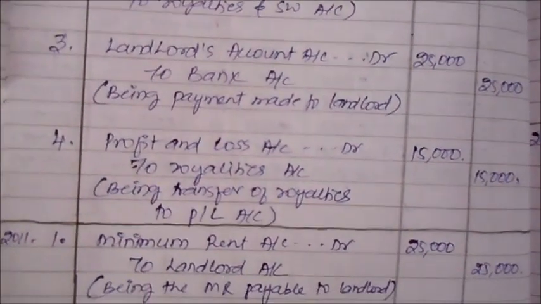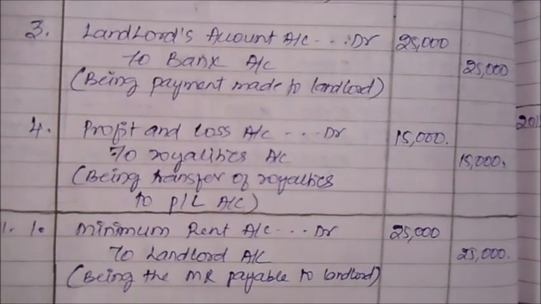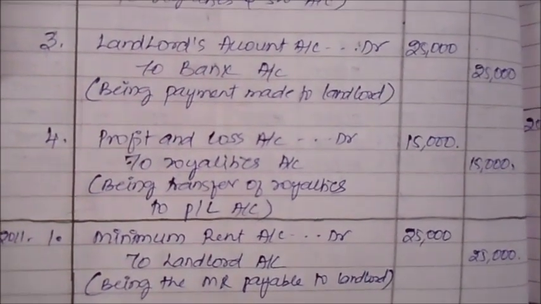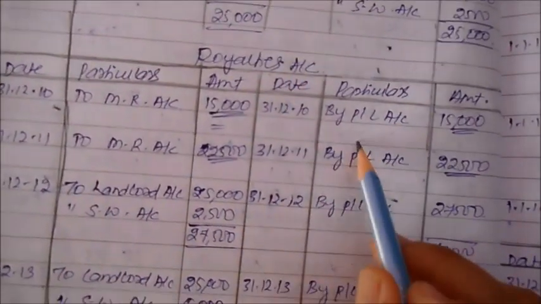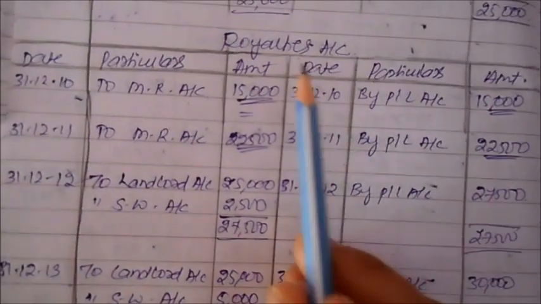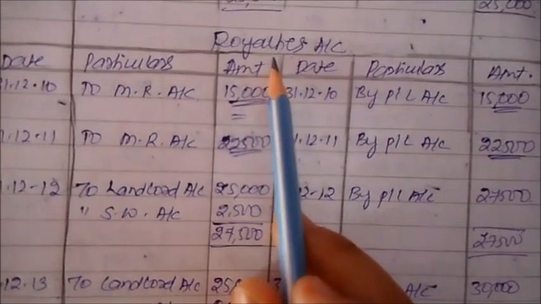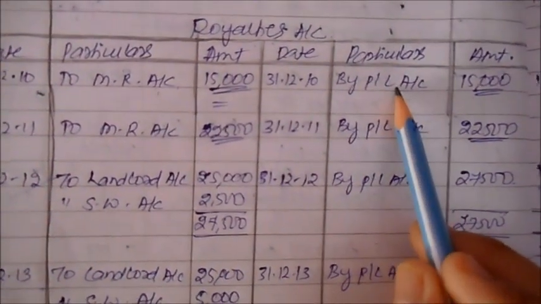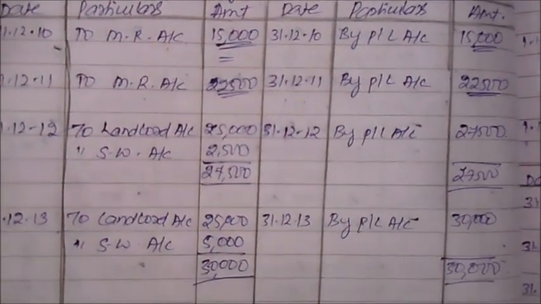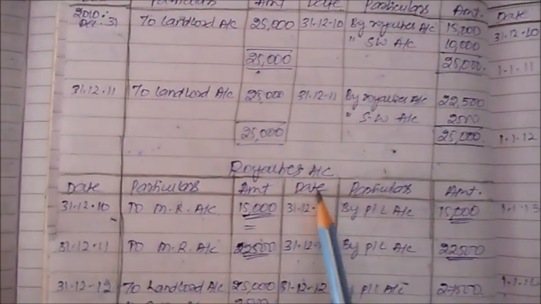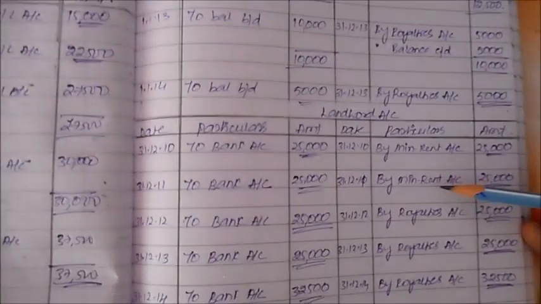Next, P&L account debit to royalties. We are maintaining only royalties and not the P&L account, so the entry will be reflected only in the royalties ledger. Profit and loss account debit to royalties: royalties by P&L account 15,000. Whatever royalties we have paid, which include minimum rent and royalties, we have closed this account by transferring it to profit and loss account, 15,000 each. Simple. So we are maintaining only four very important ledger accounts: rent, royalty, short working and landlord's account.